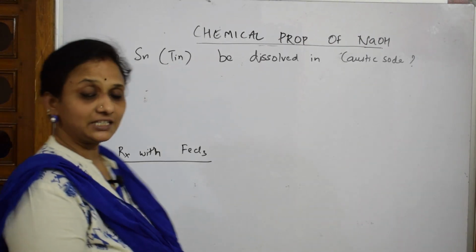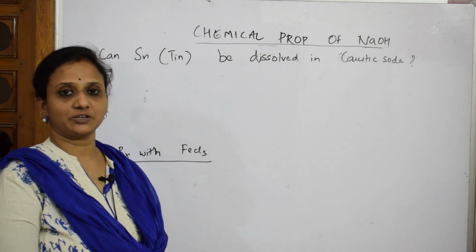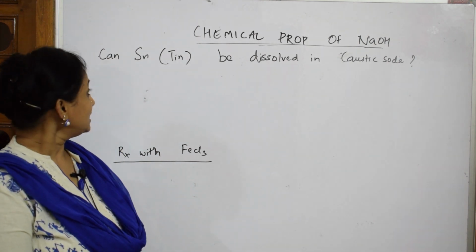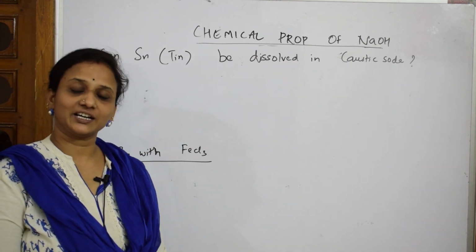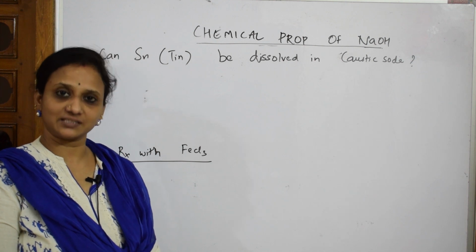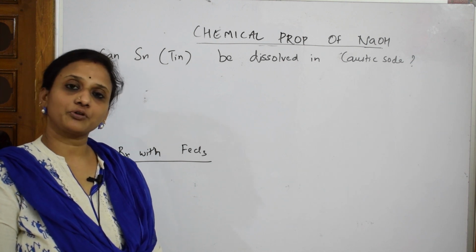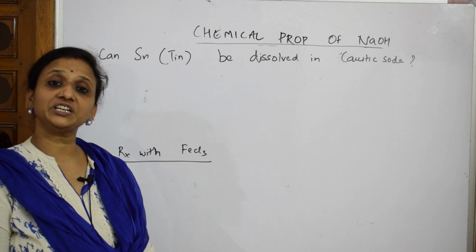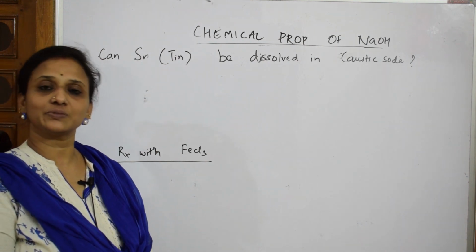Right, now let us see the next reasoning question on sodium hydroxide. If they ask you, can tin be dissolved in caustic soda? Yes, I'll say the answer is yes. What is the type of compound or product formed? The product formed is called sodium stannate. A coordinate covalent complex is formed.